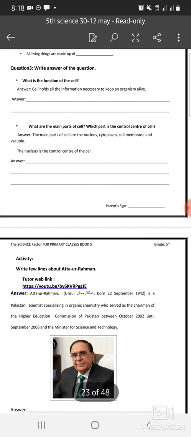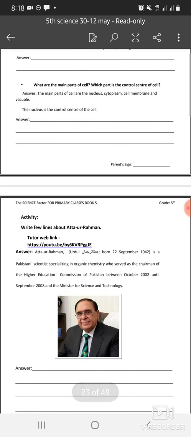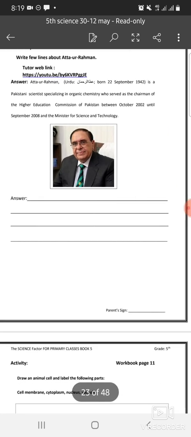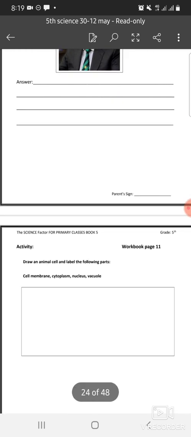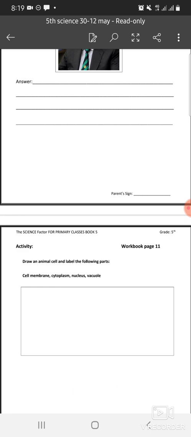And here is an activity of a scientist named Ataur Rahman, and here you have to draw the animal cell. You have to practice and then draw and label the diagram of an animal cell, and you will label the following parts: cell membrane, cytoplasm, nucleus, and vacuole. And your diary is, means your assessment or home task is to solve this diagram.